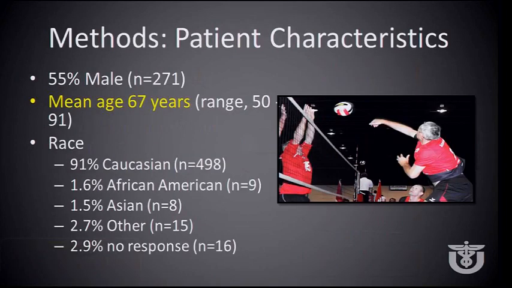Here's the patient characteristics. You can see 55% of the subjects were male. The mean age was 67 years. This slide is actually the Swiss senior volleyball team who actually won in their division. Impressive group of guys. The race is almost 90% Caucasian.